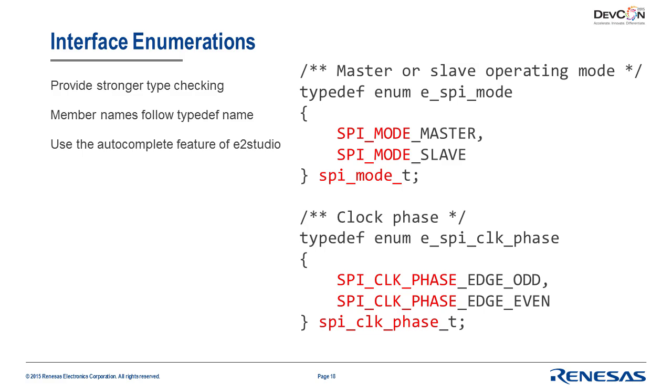So let's first look at the type def name. We have SPI_mode, and then SPI clock phase. The underscore T on the end is just our coding standard. We put underscore T on all type defs. So that's the name of the type def. Let's look at the members.